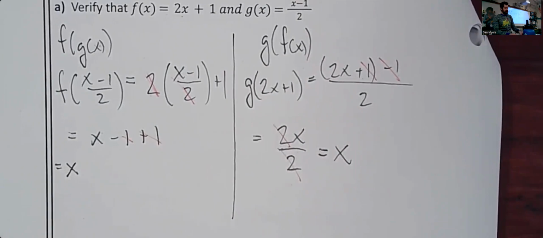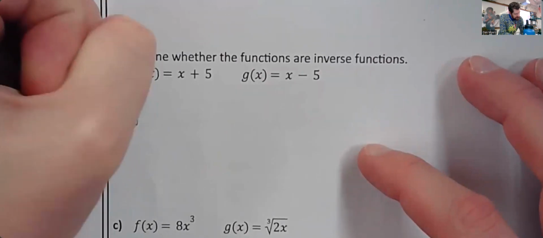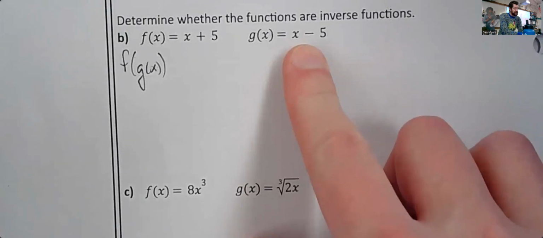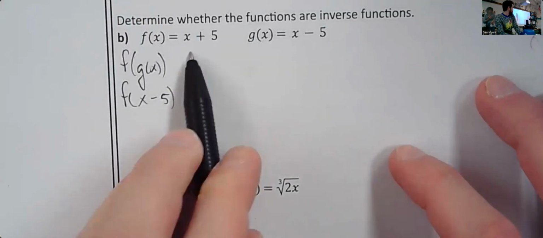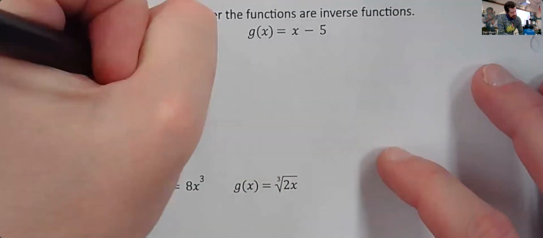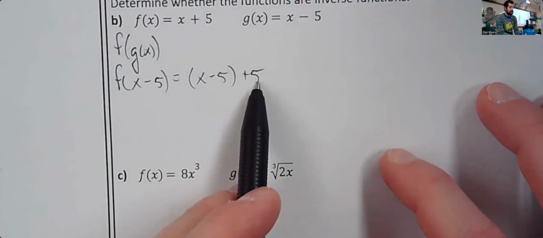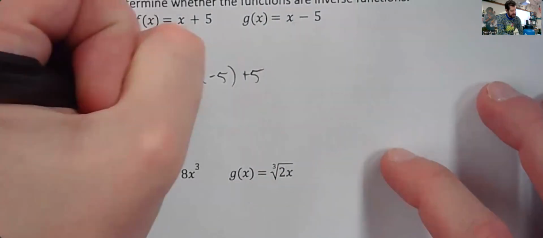All right, let's do the next one, B. So we're looking at f of g of x. That's f of x minus 5, because g of x is x minus 5. This will be a lot quicker, because here we plug in x minus 5 for x, and so that's x minus 5 and then plus 5. This one's going to be a lot faster, by the way. Negative 5 plus 5 is 0, so the 5s cancel each other out and we're left with x. So here we go, equals x.